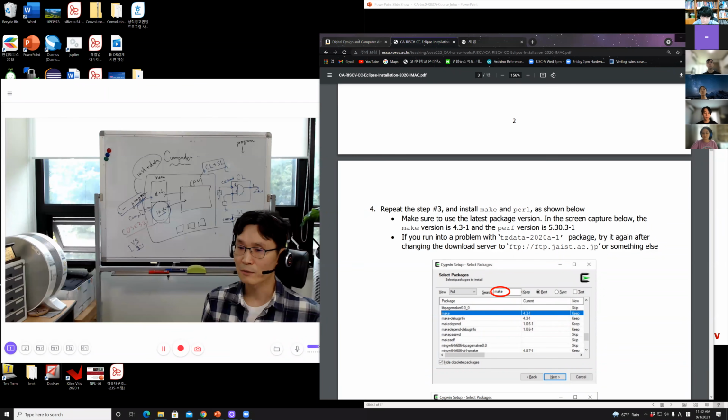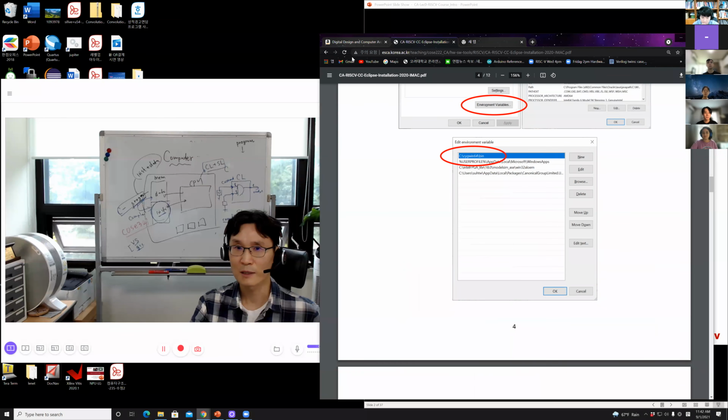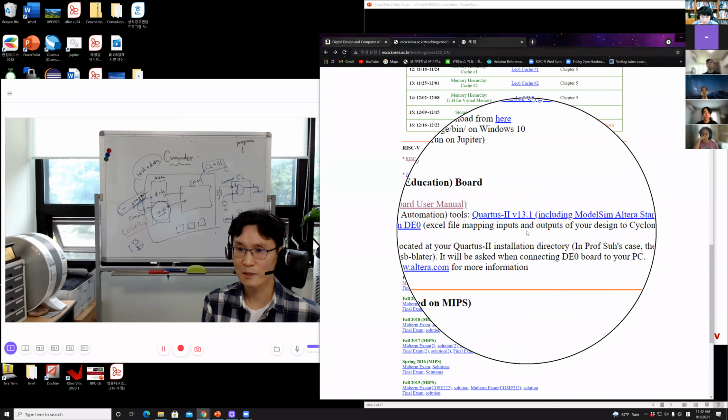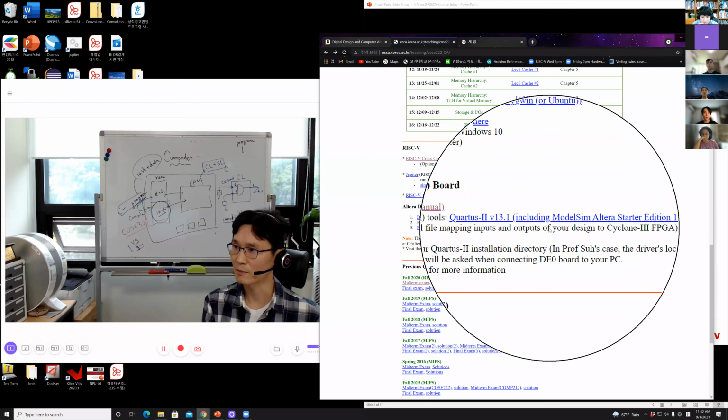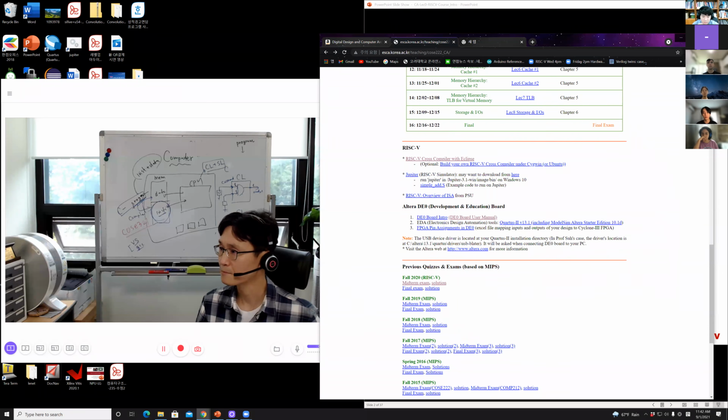And then to do hardware design, you have to install this CAD tool, Quartus, and ModelSim. You have to first try to install those tools to see if the computer is working. Okay, then that's okay.